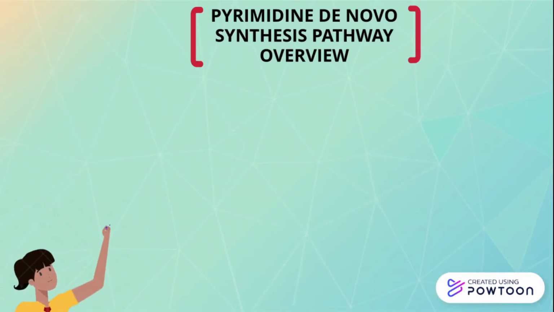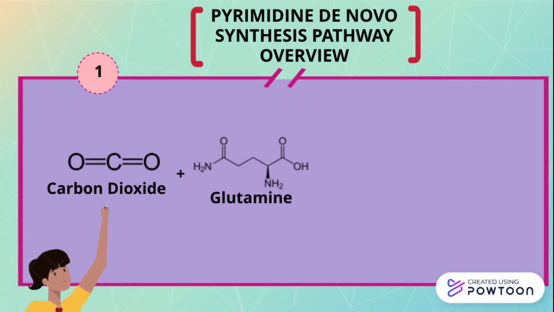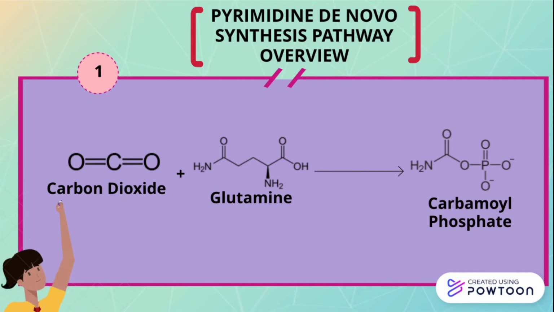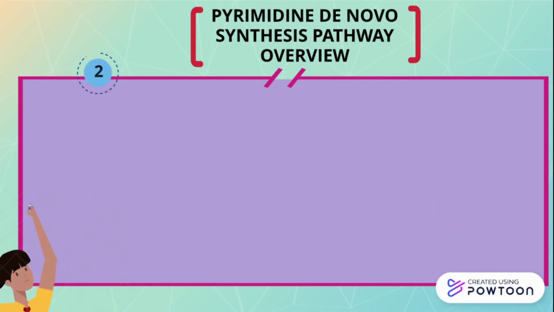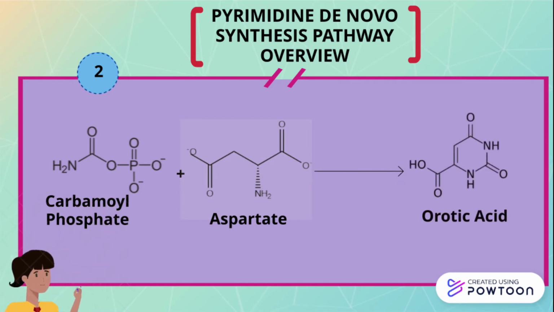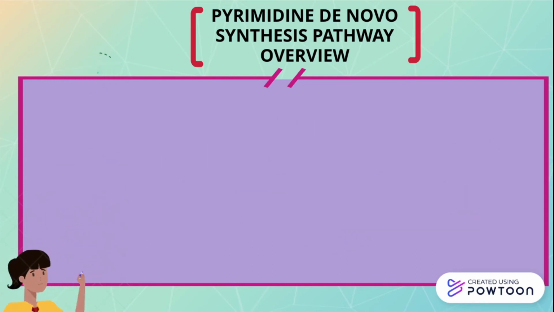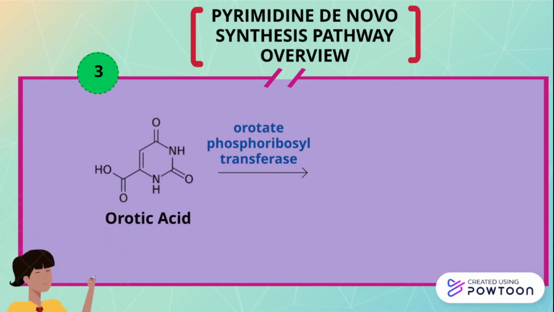The pathway is initiated with the combination of carbon dioxide and glutamine, producing carbamoyl phosphate, where the reaction is catalyzed by carbamoyl phosphate synthetase 2. When the carbamoyl phosphate is combined with aspartate, it is subsequently dehydrogenated to form orotic acid through a series of steps that can be inhibited by leflunomide. After that, orotate phosphoribosyltransferase catalyzes the attachment of orotic acid to ribose 5-phosphate. This reaction has an end product of orotidine 5-monophosphate.